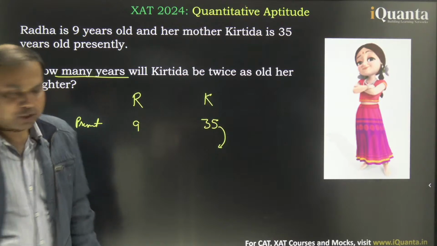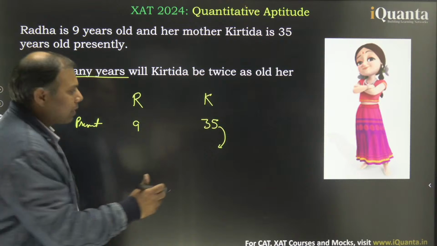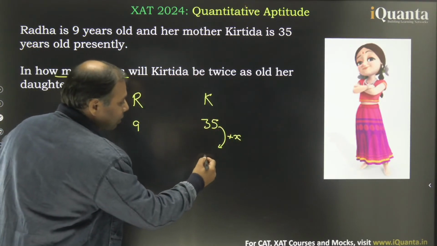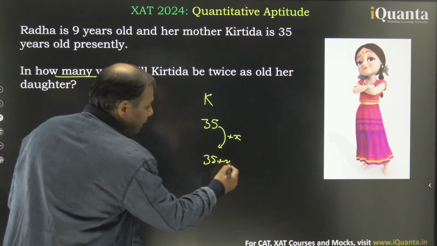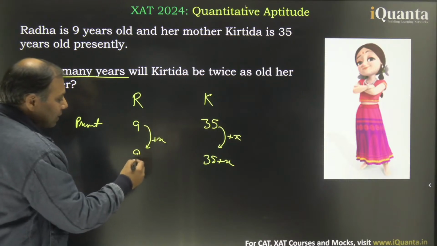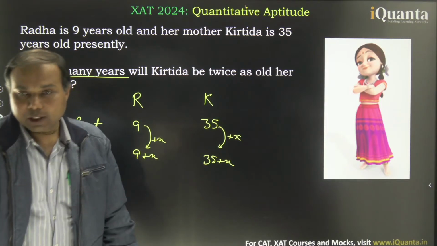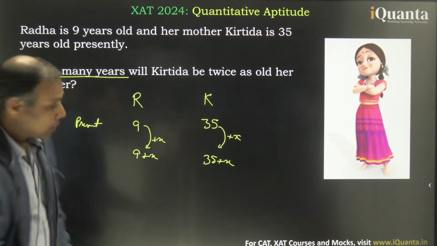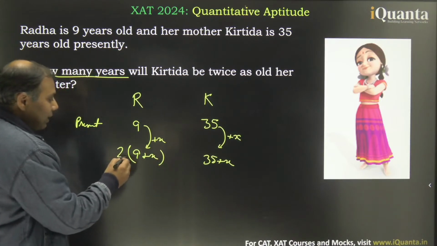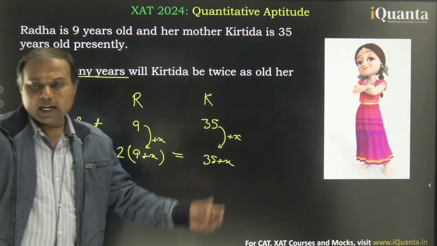I'm trying to make an equation here. So how to convert a word problem into an equation, that's what we are understanding. So after X years, the age of the mother Kirtida will be 35 plus X, right? And in the same way, after the same X years, the age of the daughter Radha will be 9 plus X. And what is the relationship given? Yes, many of you have written that. Yes, Ruchita, that is correct. So 9 plus X, when we multiply it by 2, it becomes equal to 35 plus X. And now you can solve it very easily.